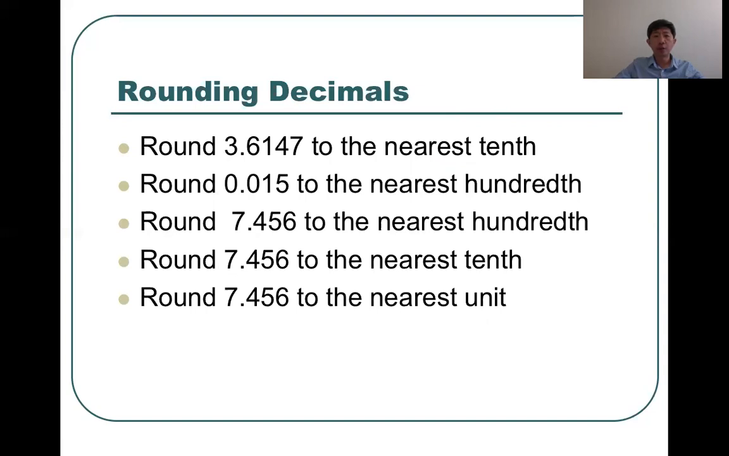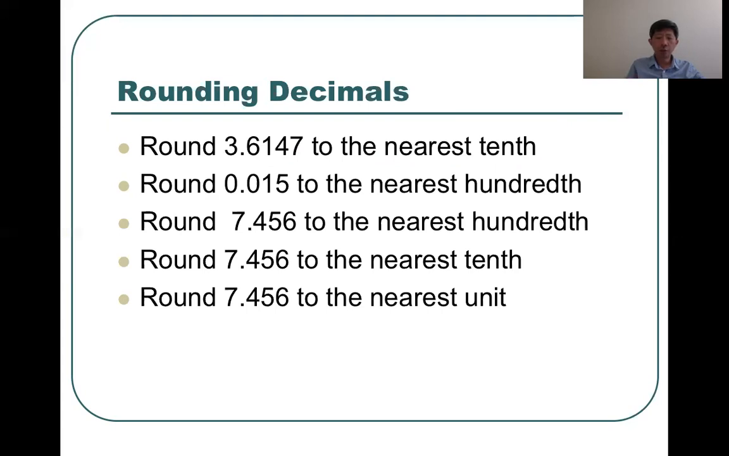Rounding 3.6147 to the nearest tenth. All right, so nearest tenth. We have to go down to the next place value. We'll take this one to examine. Since this is 1, the answer will be 3.6, right?